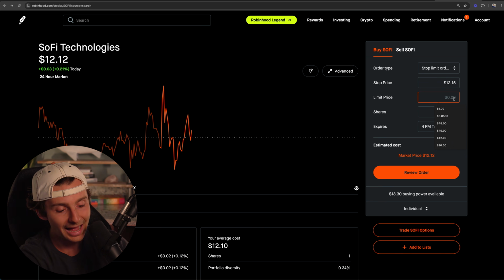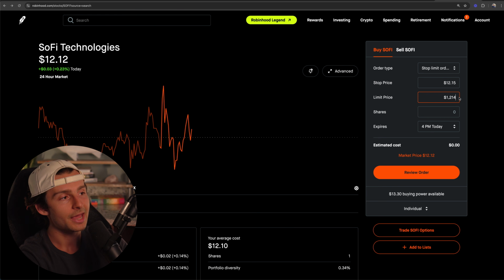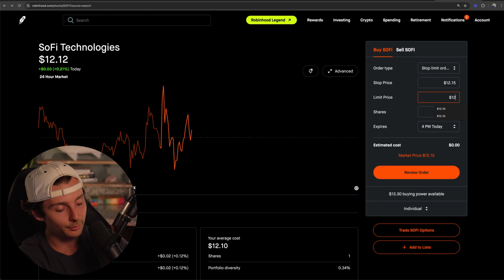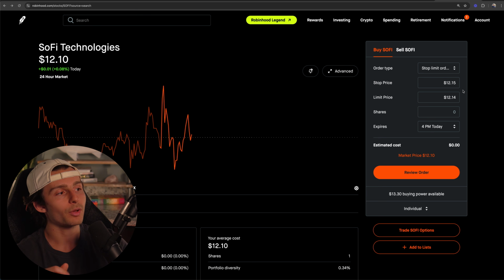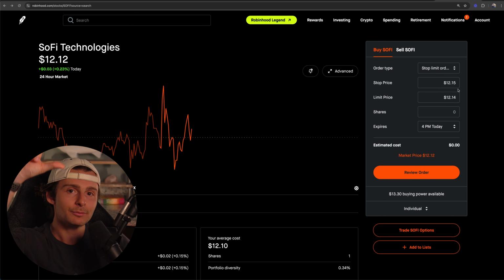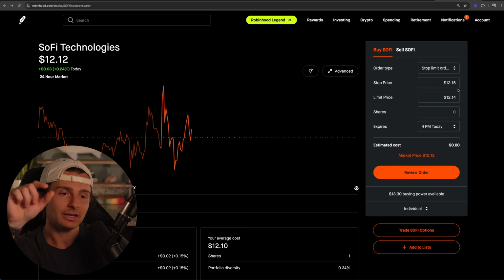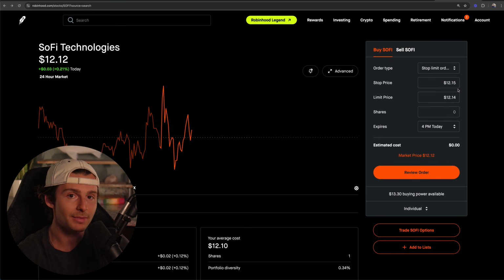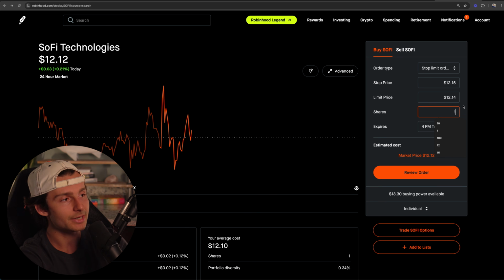So now I could say, hey, actually, I want to get filled a little bit lower. I want to get filled at 12.14. So if we hit 12.15, cool. But then if we retrace a little bit, I actually want to get filled 1 cent below if I could. Now, you may not. It might blow through the level and you may never get filled. It's possible. But I can go ahead and do this.